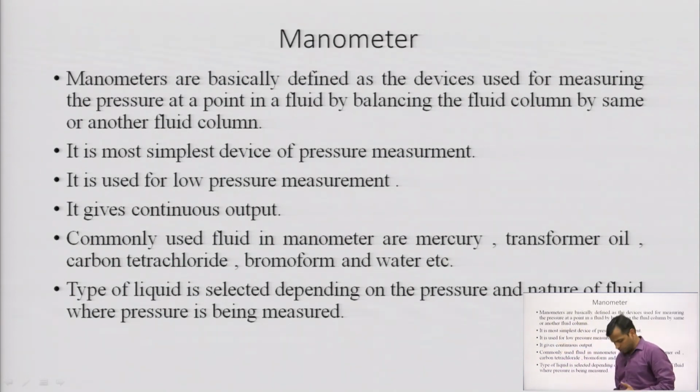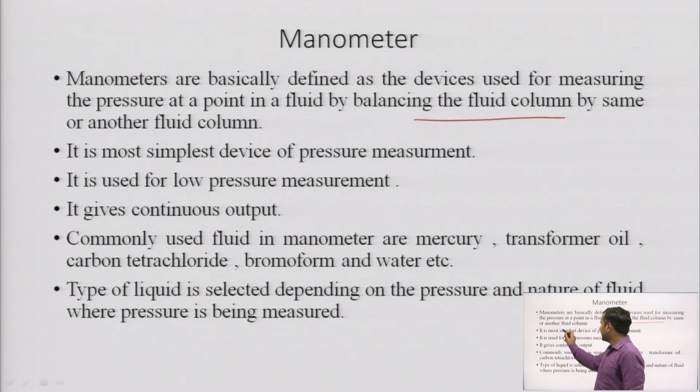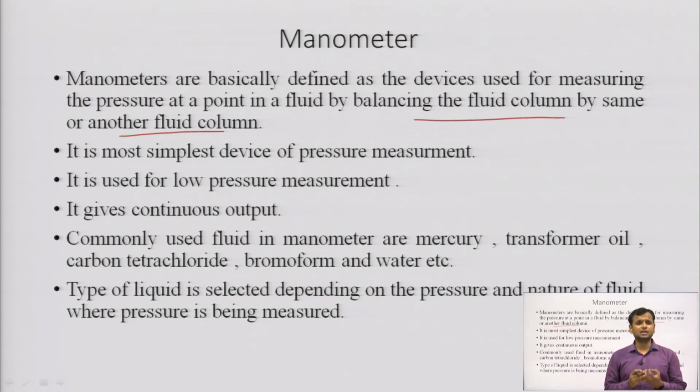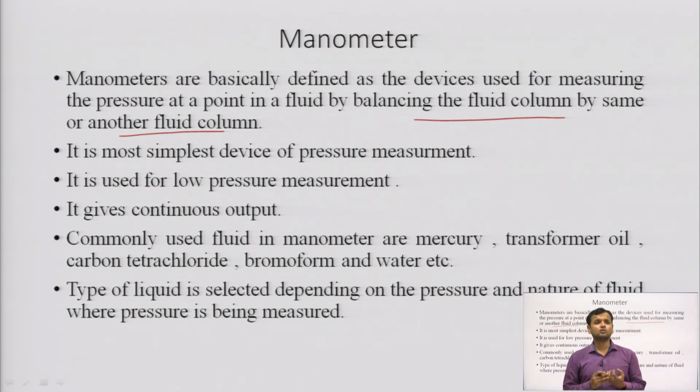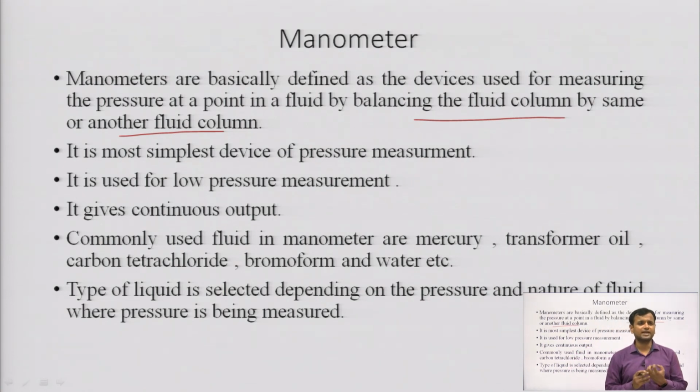Now, when we talk about the manometer, it is basically defined as the device used for measuring the pressure at a point in a fluid by balancing the liquid column by the same or another fluid column. So, that is the basic definition. I have already told you about the manometer. Also, when we talk about the advantage of the manometer, it is the simplest device of pressure measurement. Also, it is used for low pressure, that means pressure below 1 bar can also be measured with the help of the manometer. Also, it gives continuous output that will satisfy one of the characteristics of instrumentation.